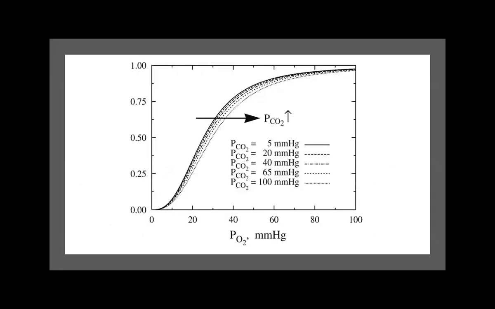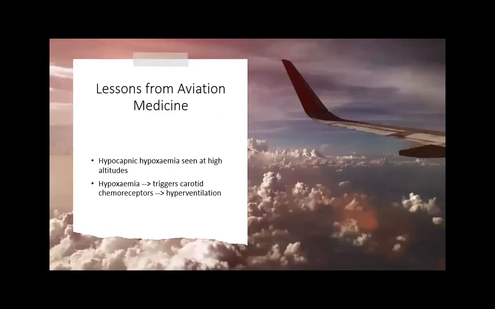We see the same thing with your CO2. As the CO2 goes up, you get a shift to the right, and you're able to accept less and less oxygen onto the hemoglobin. So if we look at aviation medicine, there are some interesting experiments that we can apply to clinical practice. The problem that they see in aviation medicine is hypercapnic hypoxia. What happens is that you become hypoxemic, you start becoming tachypneic, and you drop your CO2.